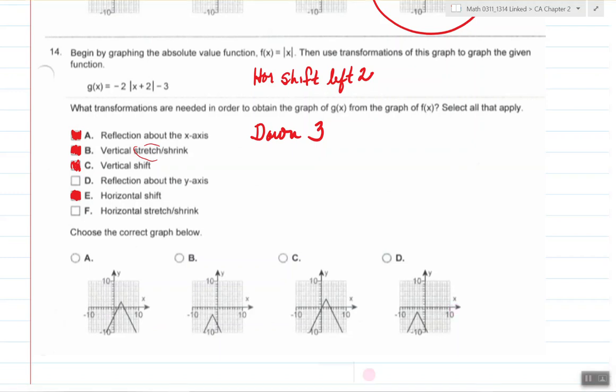But the only one that has moved left 2 and down 3, and the down 3 is after it has reflected and shifted and stretched, is going to be this one. You can see it moved left and down. Now it moved, it used to be up, and then it flipped down.